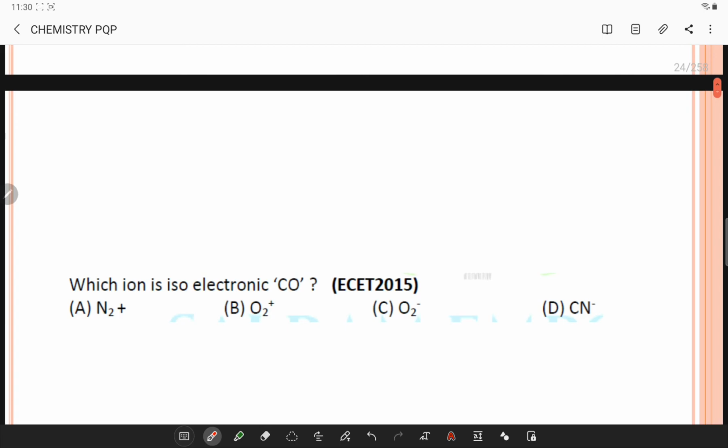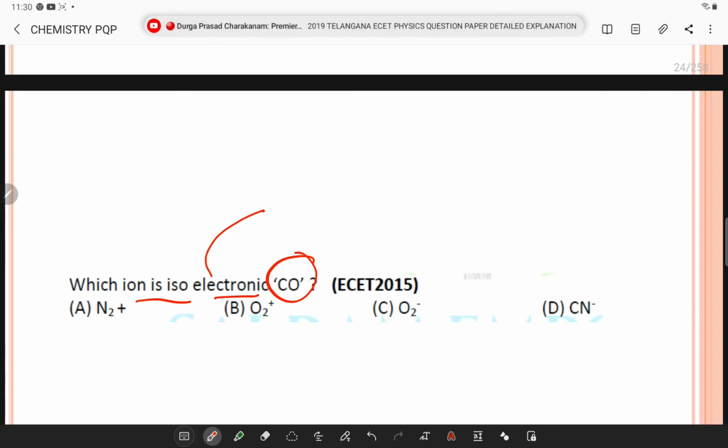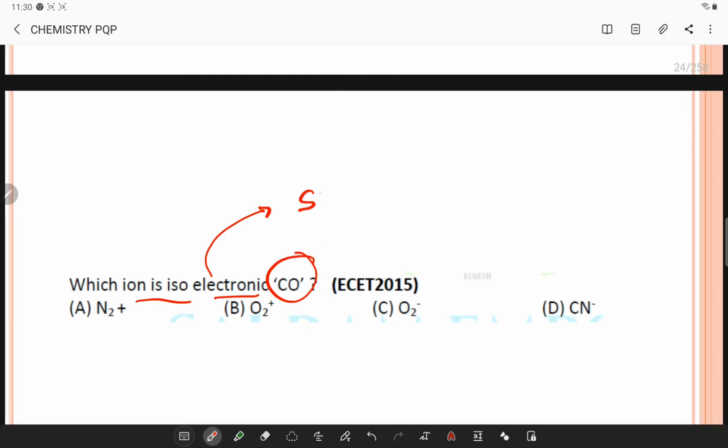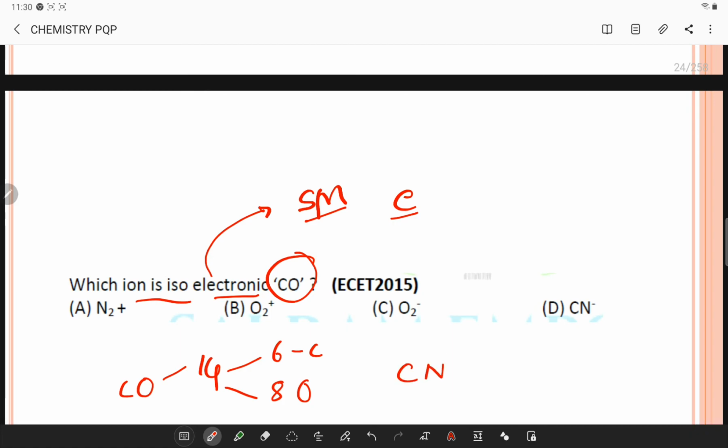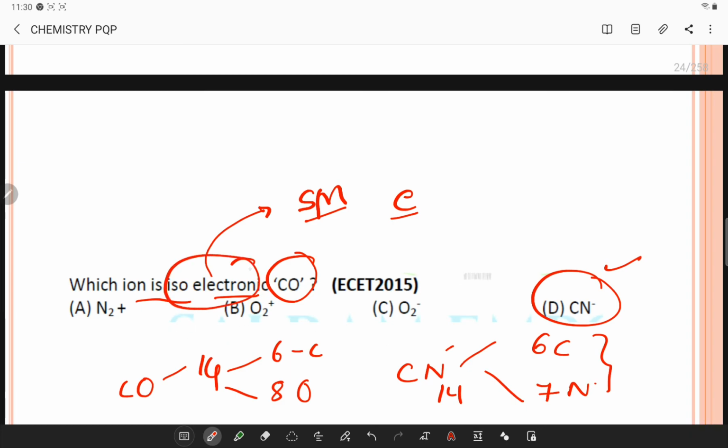So next, which ion is isoelectronic with respect to carbon monoxide? So isoelectronic species are those species which have same number of electrons. So CO, it has basically 14 electrons, 6 from carbon and 8 from oxygen. So if you observe CN minus, it also has 14 electrons, 6 from carbon and 7 from nitrogen. So this is your answer, which means it is isoelectronic, having same number of electrons.